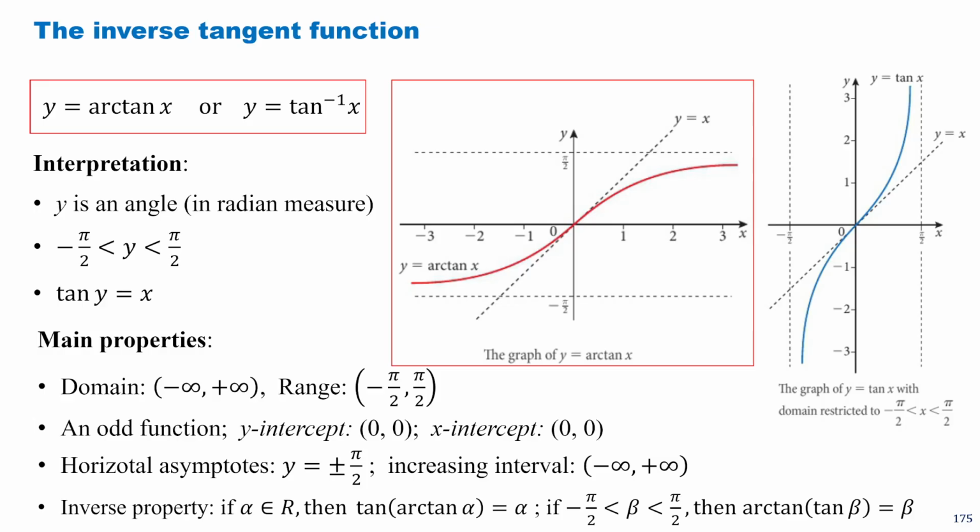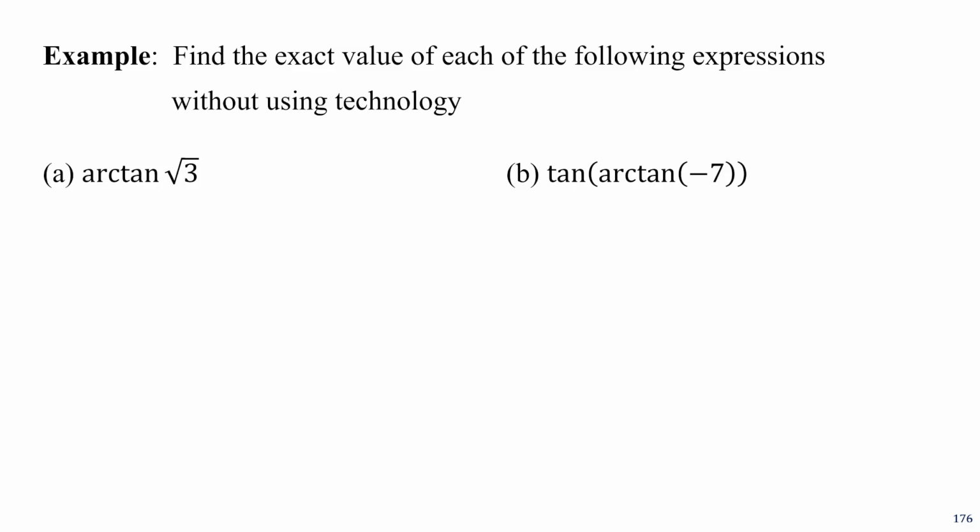And this graph is plotted in the left diagram here. Again, the inverse tangent has line symmetry with its original function y equals tangent x in the line y equals x. And make sure you know the main properties of arctangent as well. If you don't have any questions, let's use some examples. Check your understanding. Can you find the exact value of each of the following expressions without using technology?